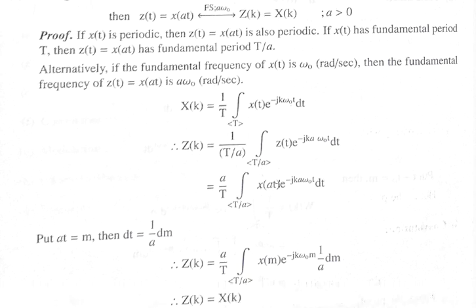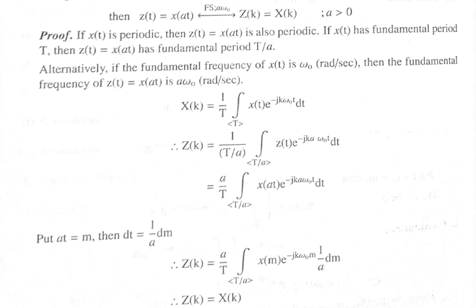And to remove this at, as we should have only one term, let's remove this at. So by taking m, at is equal to m, and the differentiation of this one is a into dt equal to dm, which makes it 1 by a dm. So by substituting this in z of k, we get a by t as it is, integration over t by a interval. Now x of m, it would be e raised to minus j k omega naught m 1 by a dm.